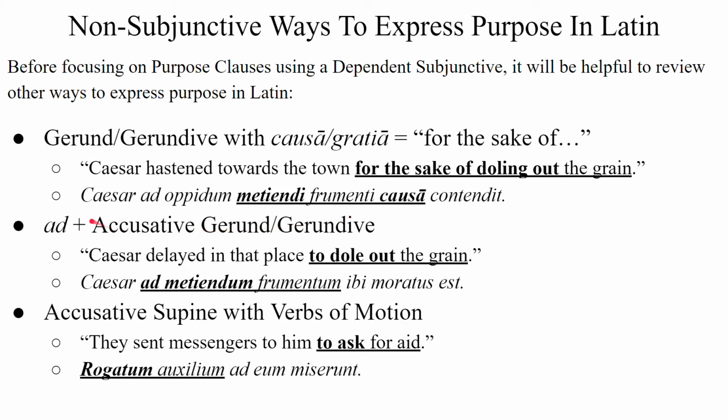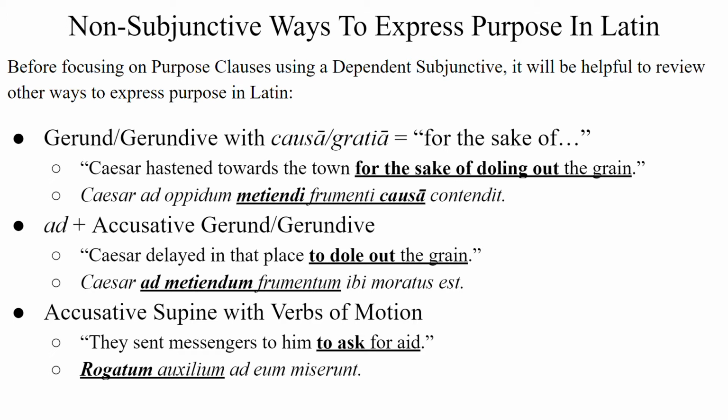We could also use ad plus the accusative gerund or gerundive, which is a lot like the genitive gerund or gerundive. So, Caesar ad metiendum frumentum ibi moratus est. Caesar delayed in that place. Why did he do that? Ad metiendum frumentum, to dole out the grain, for the doling out of the grain, to measure out the grain. And finally, an accusative supine with verbs of motion.